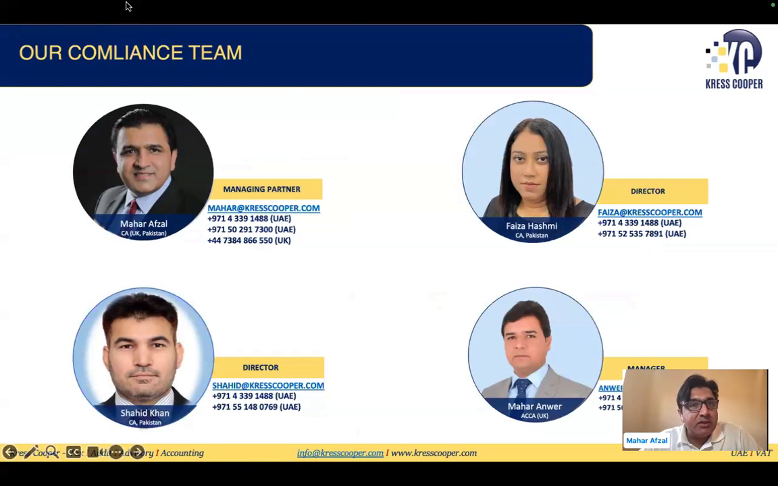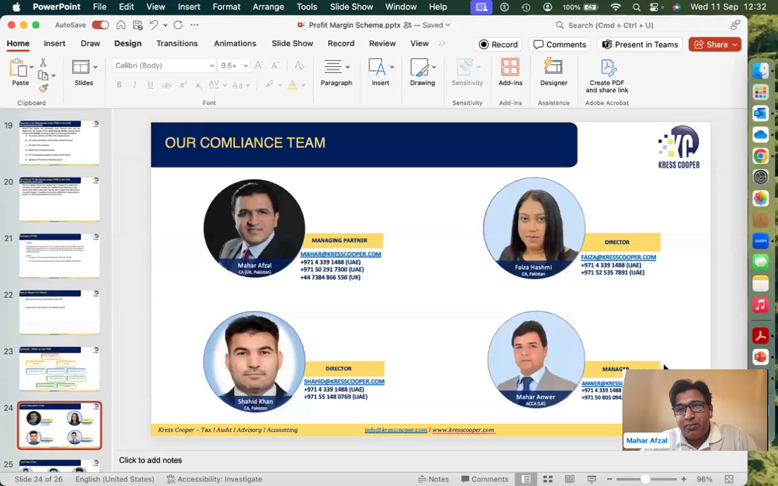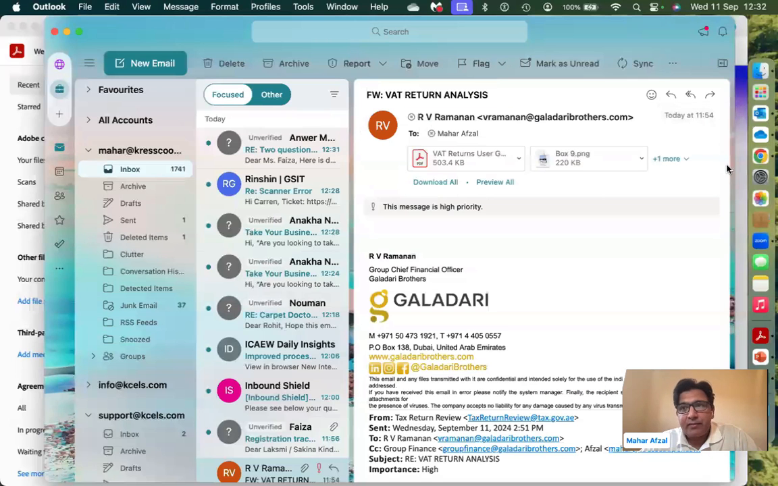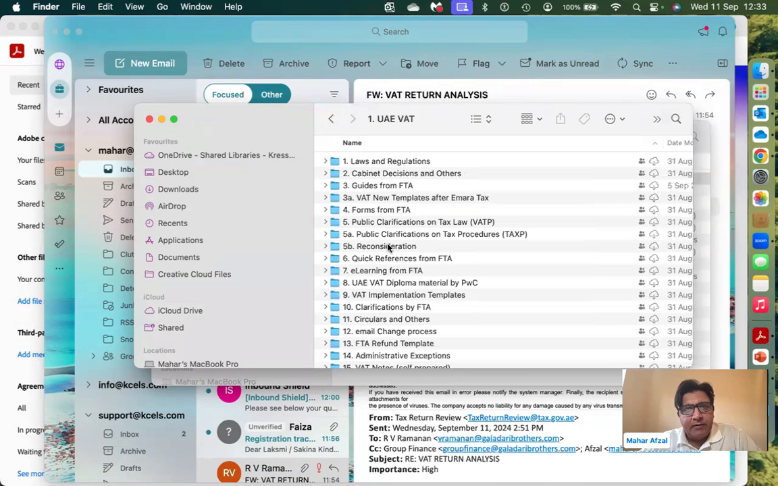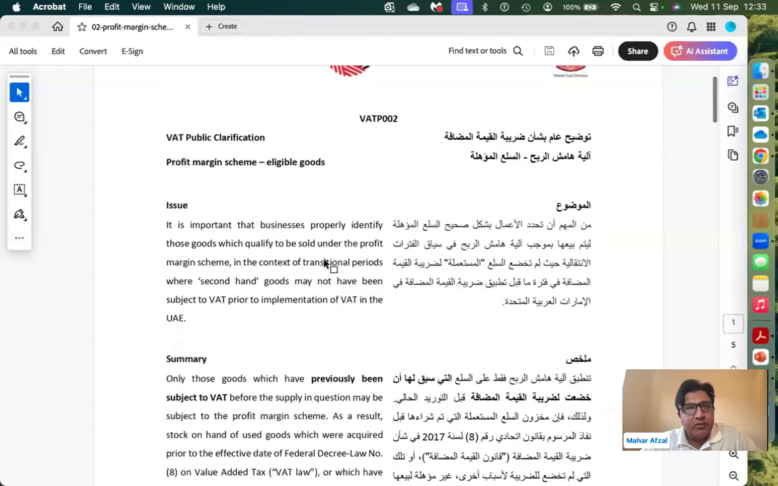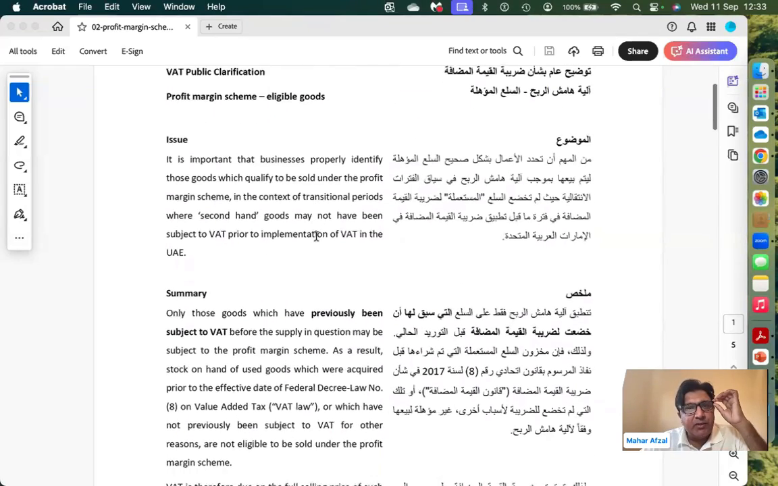So let me go through the checklist quickly. We have prepared one checklist. You can go through the checklist as well. And one public clarification on VAT, profit margin scheme, you can go through the public clarification. They mentioned eligible goods. We know the eligible. What are those eligible goods?